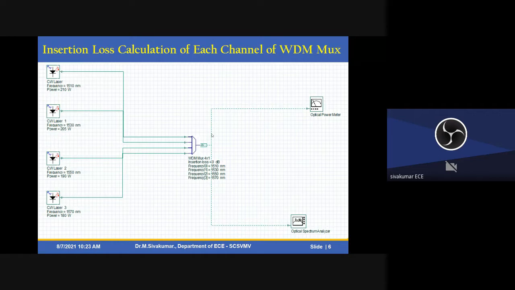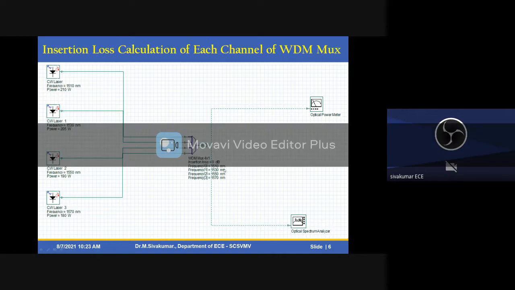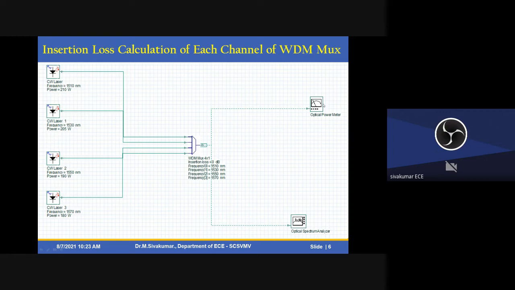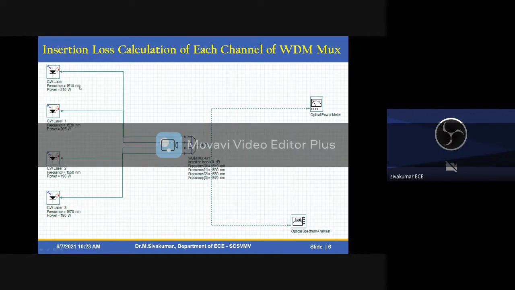Okay, here you need to get the WDM mux 4x1. Just find it in the components area. Just type WDM multiplexer 4x1. At the receiver end, at the output of the WDM mux, you connect one optical power meter and one optical spectrum analyzer. Here, the first laser source has a wavelength of 1510 nanometer, and the power is 210 watts. Kindly note this down: CW laser 1, 2, 3.